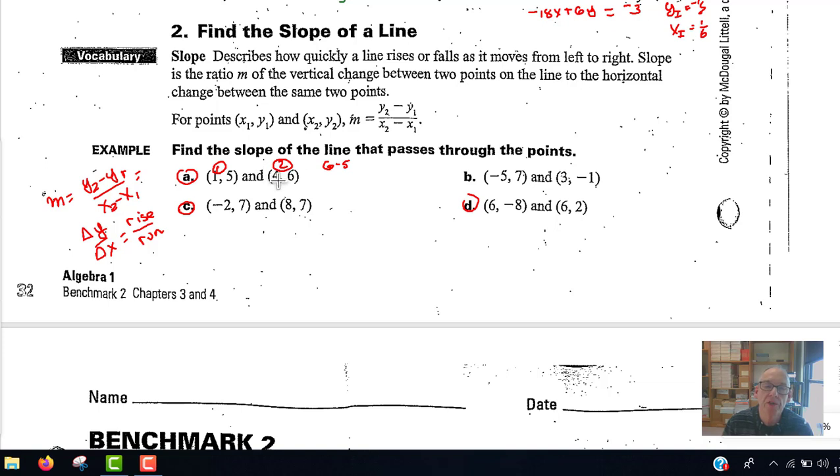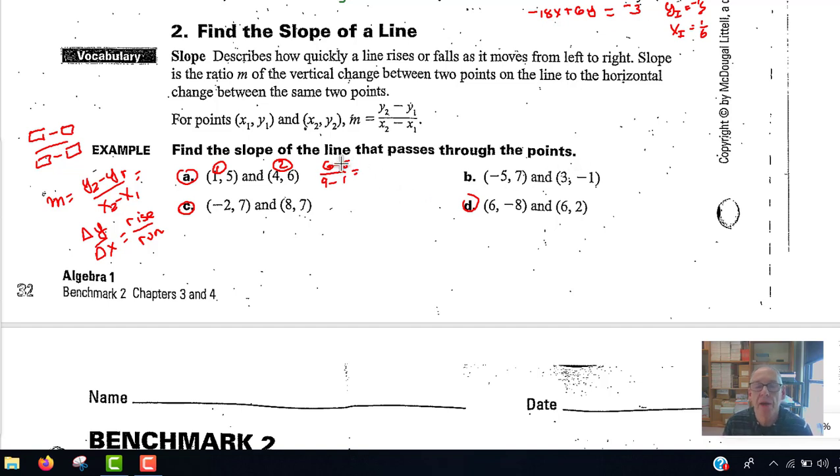So 4 is my x sub 2, 6 is my y sub 2, 1 is my x sub 1, and 5 is my y sub 1. So I'm going to do y2 minus y1, 6 take away 5, over x2, which is 4, minus x1, which is 1. And usually I just plug the numbers in. It's almost like you have a block minus another block over a block minus another block. And all you have to do is just insert those numbers in the first step.